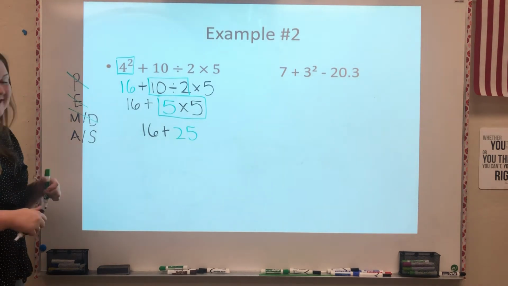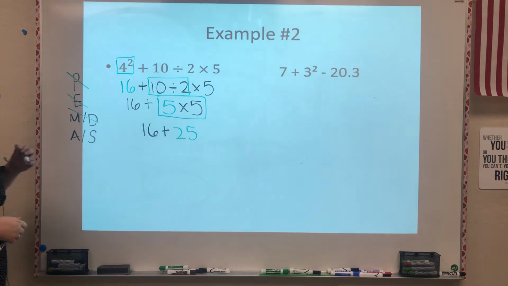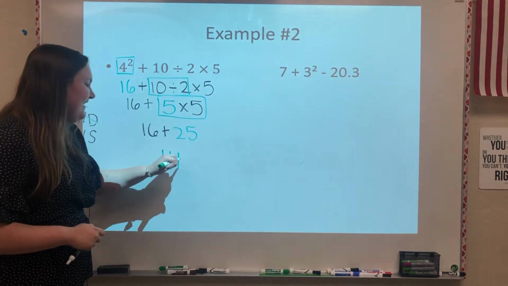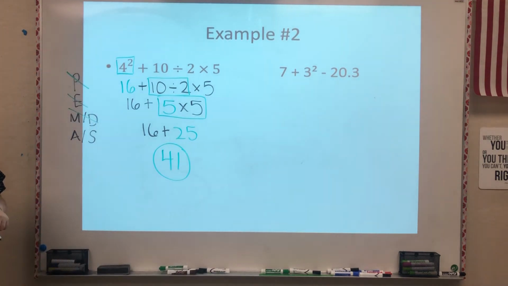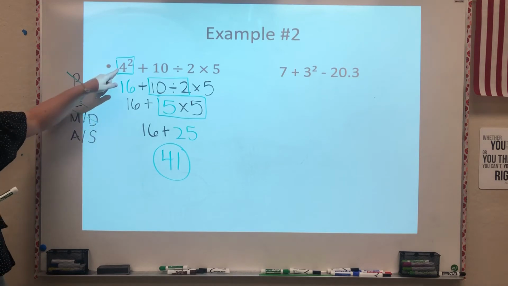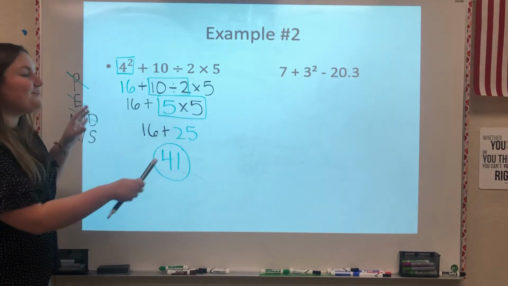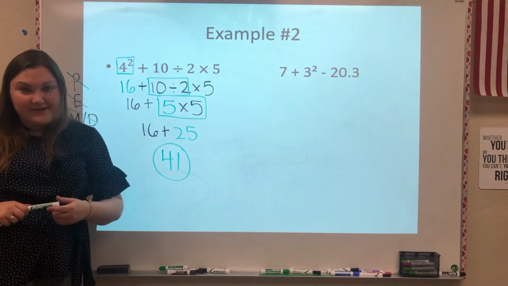If I come back, it tells me to do add and subtract. I see 16 plus 25. You might have already done it at home. 16 plus 25. We can finish up this by saying that gives me 41 there. Again, I want to point out I'm only doing one thing each step and then just copying everything else around it until I get my final answer, which is just that single number there.